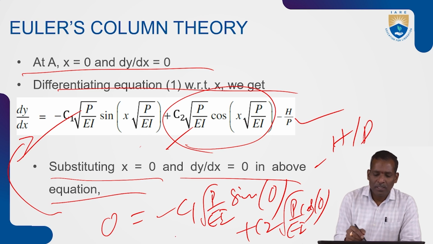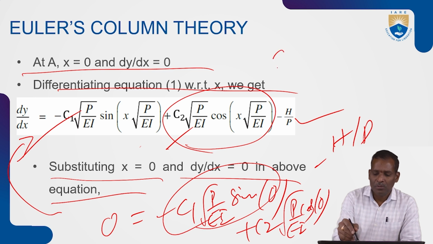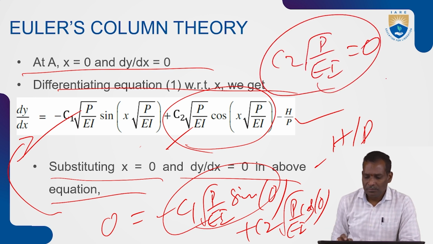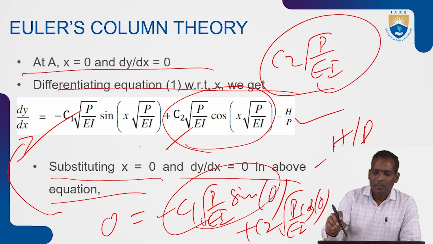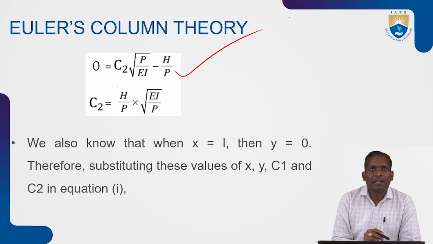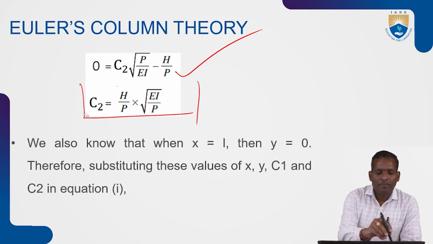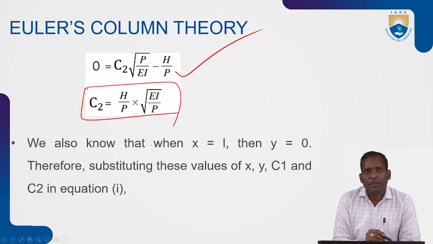So cos 0 is 1 and the remaining terms are 0. So c2 square root of P by EI is equal to 0. Therefore c2 is equal to minus h by P, and written here, so now c2 is equal to h by P into square root of EI by P.